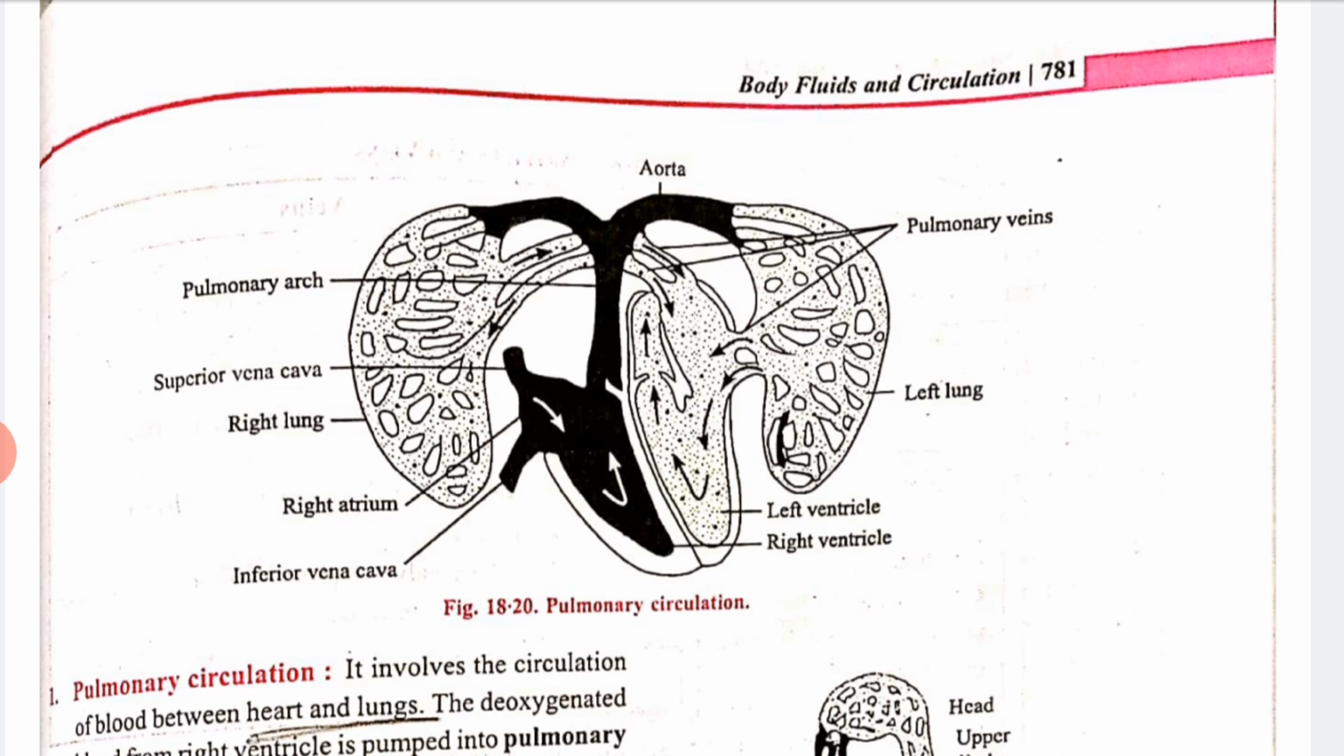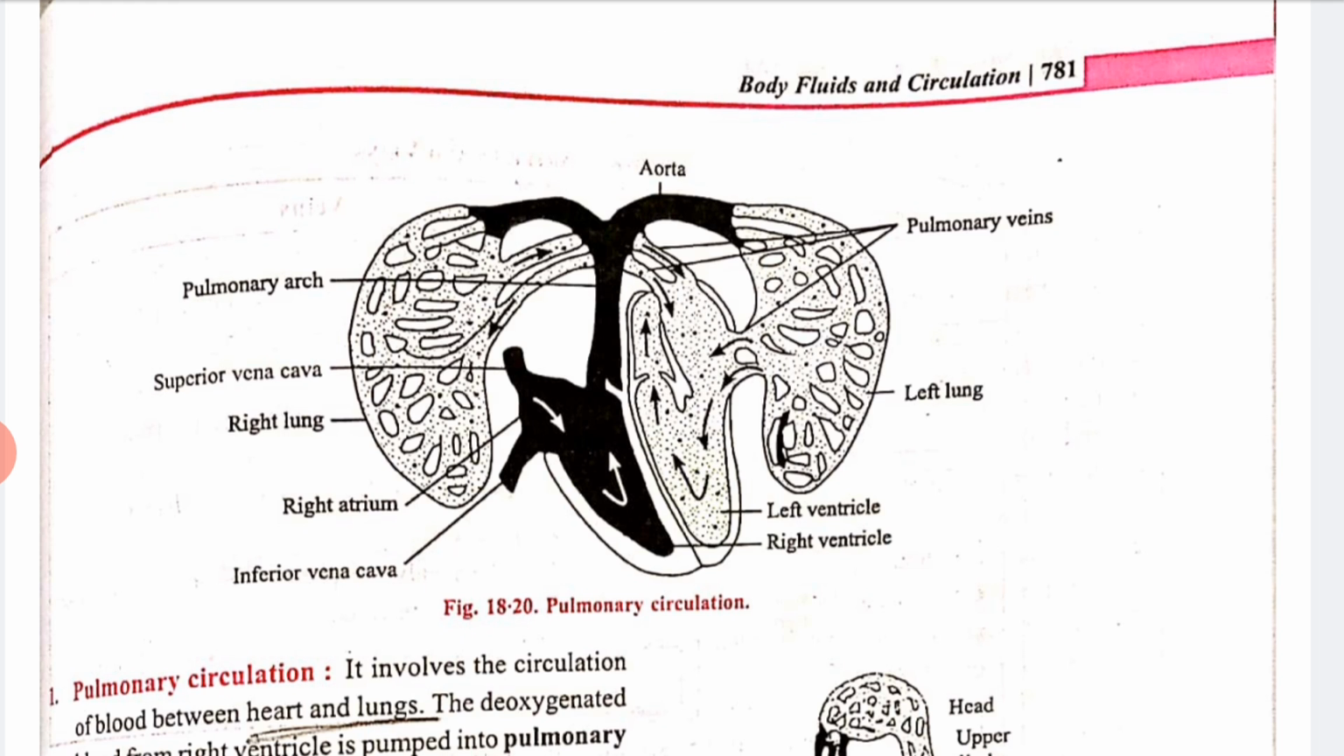Pulmonary arteries are the only arteries which carry deoxygenated blood. These arteries take this blood to the lungs, and the blood is oxygenated in the lungs. The oxygenated blood from the lungs is collected by four pulmonary veins. This blood is poured into the left atrium. Clear? So this is the process of pulmonary circulation.